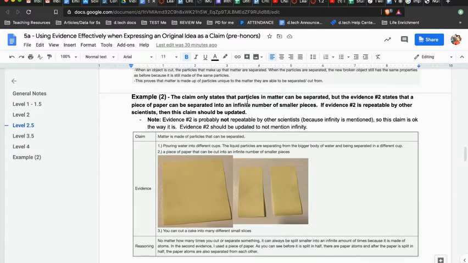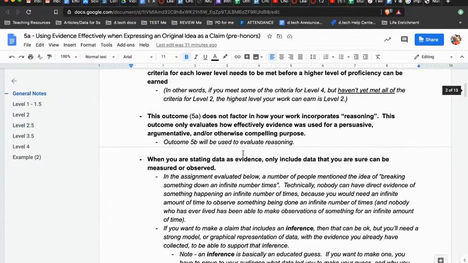Example 2, this claim only states that particles in matter can be separated, but the second piece of evidence mentions this idea of infinity. This is something that I know a number of you did. I think maybe 1 or 2 people did it early on in Piazza, and then a bunch of you were like, oh yeah, I agree, infinity works. So you really have to be careful when you're using infinity in a claim. And I think I wrote a general note about it up here.